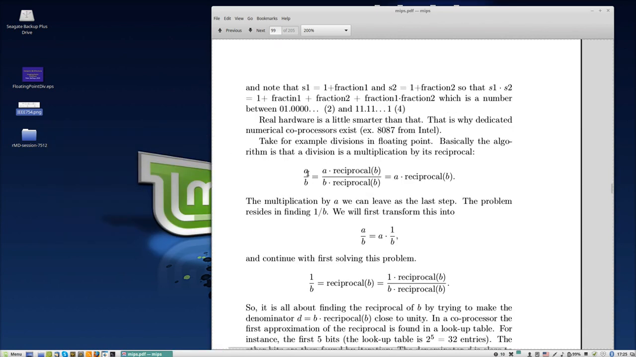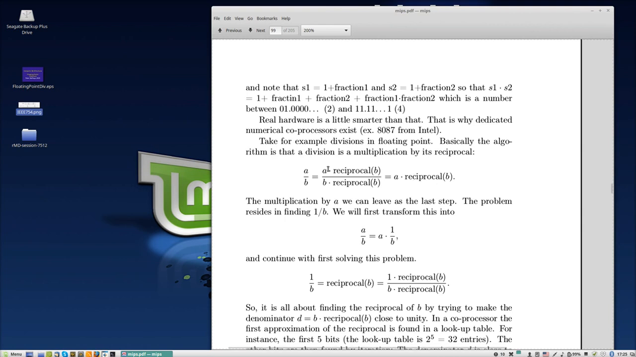A division, A divided by B, is not done directly because the computer cannot do divisions. Strange, it cannot do divisions. It can only do multiplications, at least this one in float. So for A divided by B, what it does is multiply the numerator and the denominator by the reciprocal of B. This is allowed. Then B times the reciprocal of B, that is 1 divided by B, is 1, and what remains is A times the reciprocal of B.